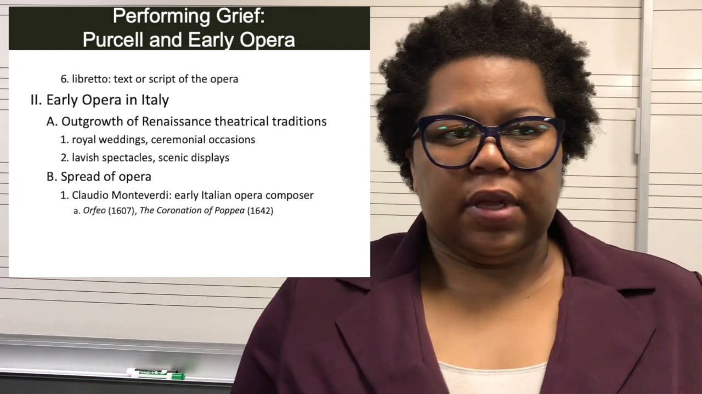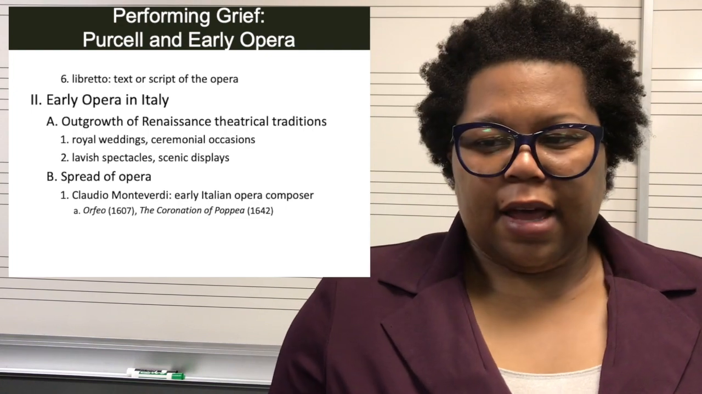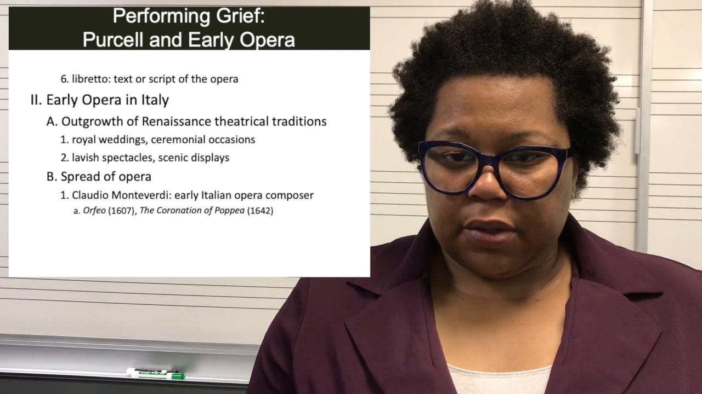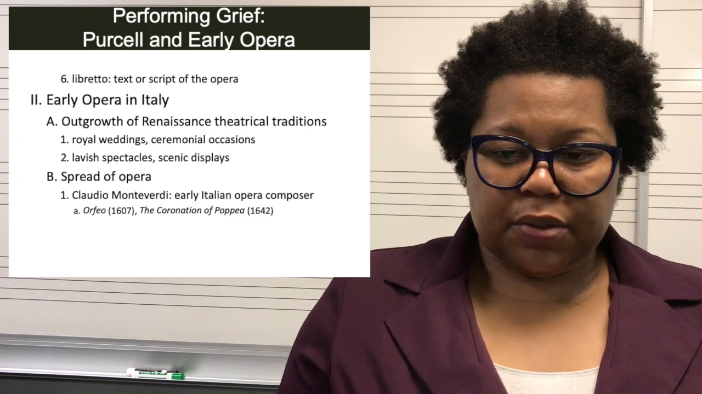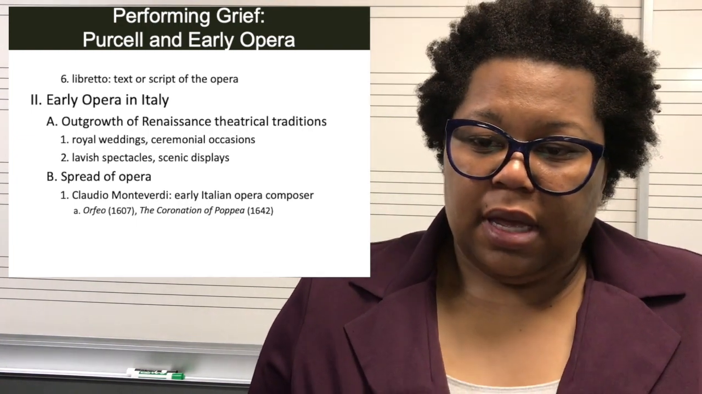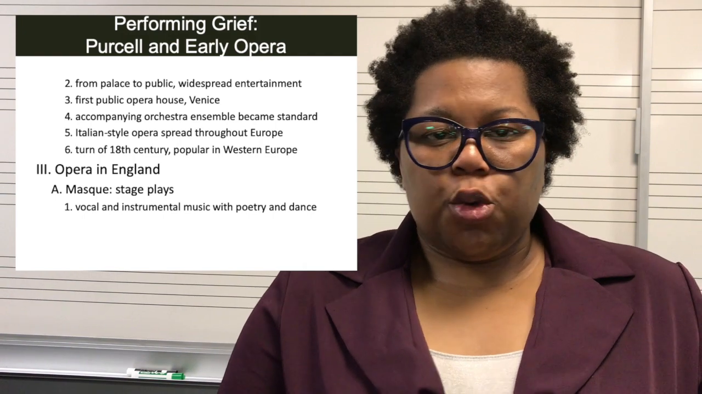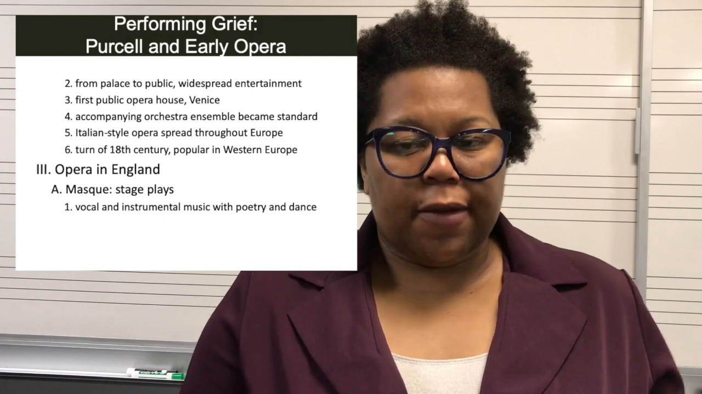Now, we have the spread of the opera, and our good old friend Claudio Monteverdi, an early Italian opera composer. Two pieces here: Orfeo, which was created in 1607, and the Coronation of Poppaea in 1642. And the opera, as it began to expand past the upper elite and aristocratic styles, moved from the palace to the public, and it became widespread entertainment for everybody.